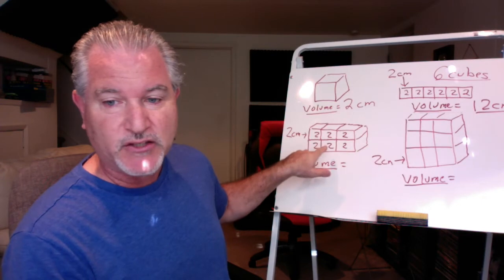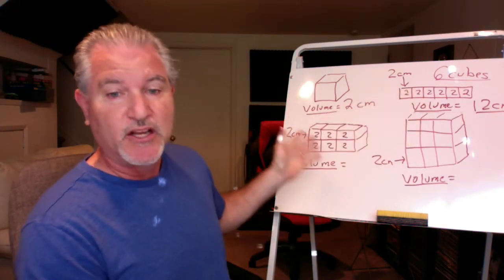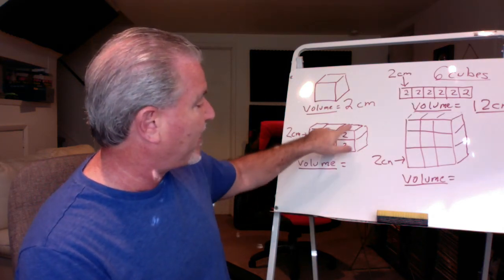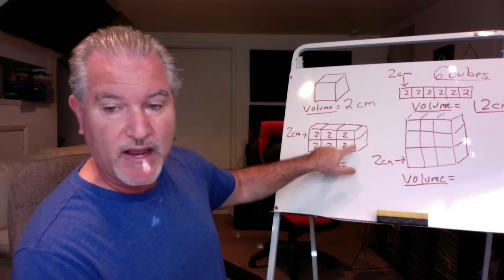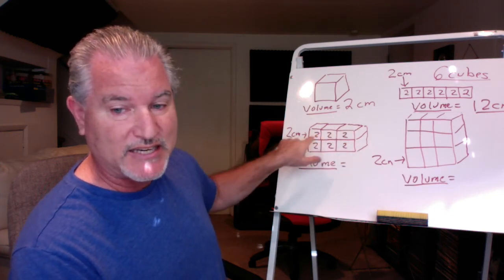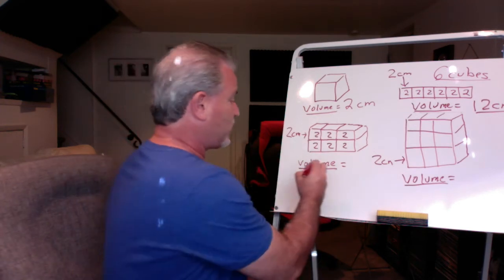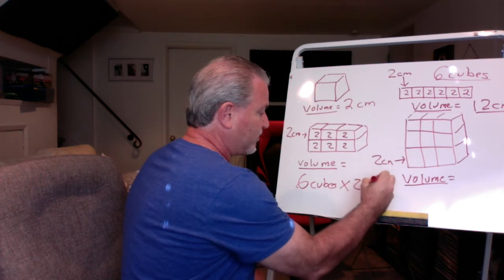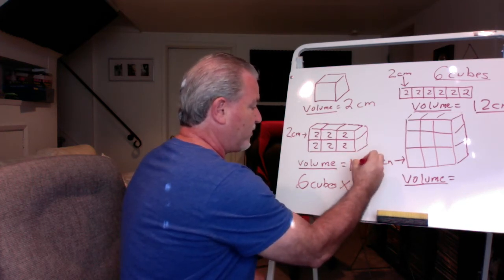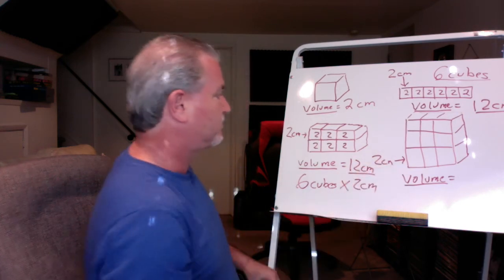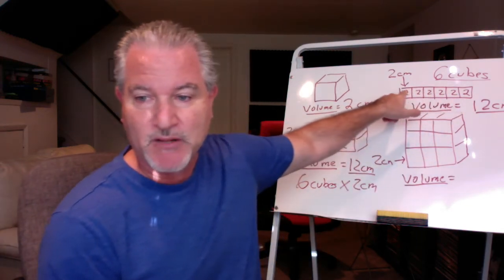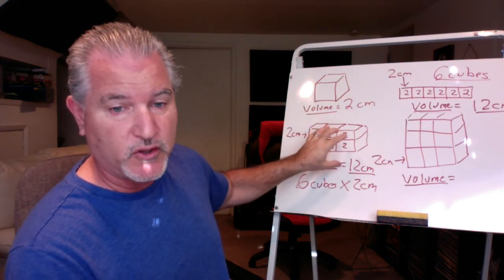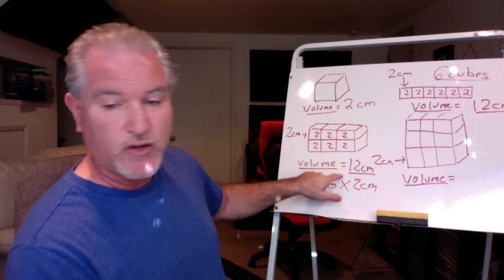Even though now it's shaped like 3 dimensions, you're still just plainly counting the number of cubes. So if I've got a 3 by 2, in other words, 3 this way and 2 this way, that makes 6 total cubes, 6 cubes times the 2 centimeters for each cube, and that gives me 12 centimeters. So it doesn't matter how the shape is shaped, you're still just counting the total number of cubes, and that gives you your total volume.